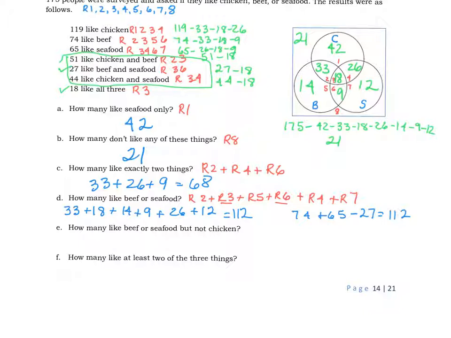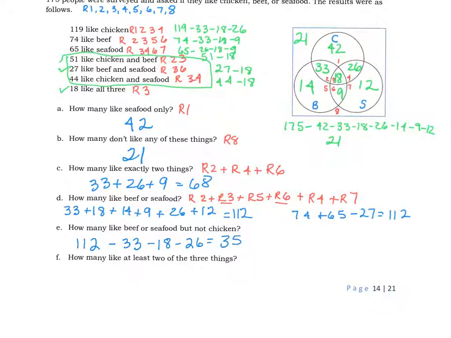Okay, next, how many people like beef or seafood, but not chicken? So it looks to me like I have the beef or seafood, right? I already have that figured out. But I could subtract from the beef or seafood anything that had to do with the chicken. And that was region 2, which has a cardinality of 33. Region 3, which has a cardinality of 18. Region 4, which has a cardinality of 26. And that's going to give us 35.